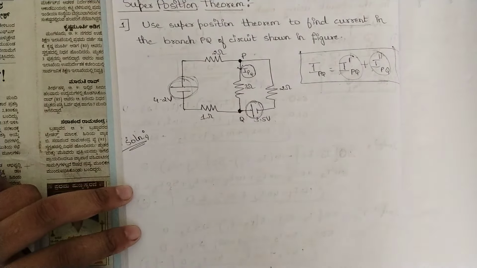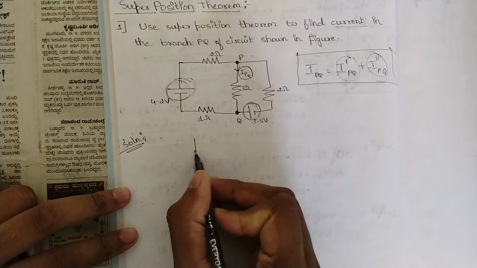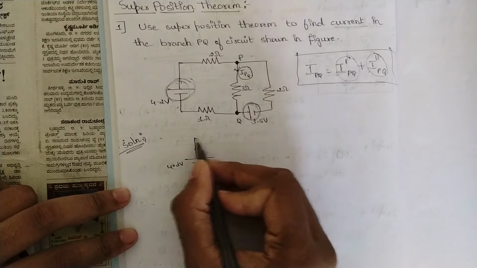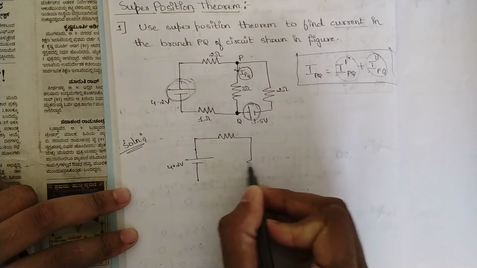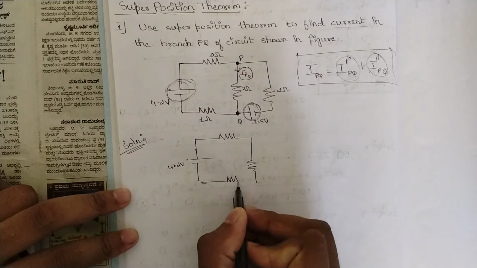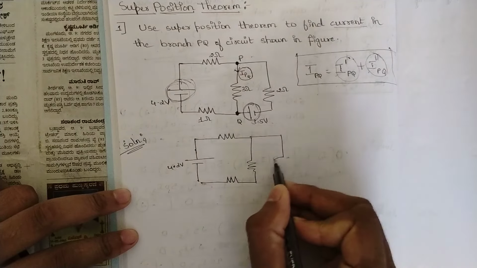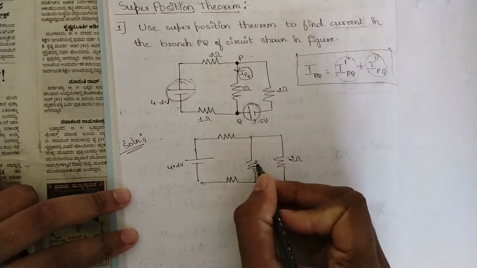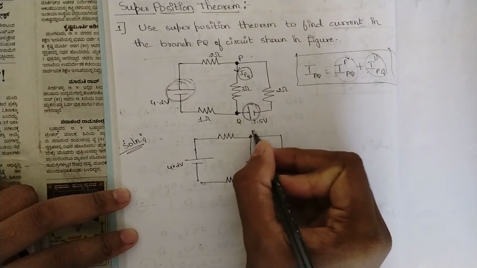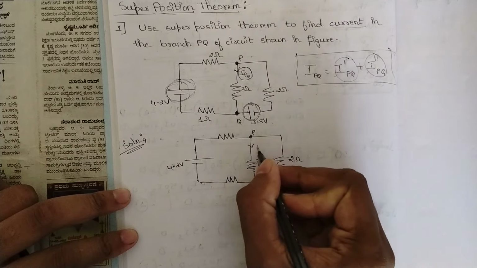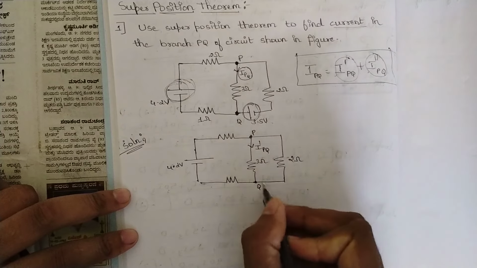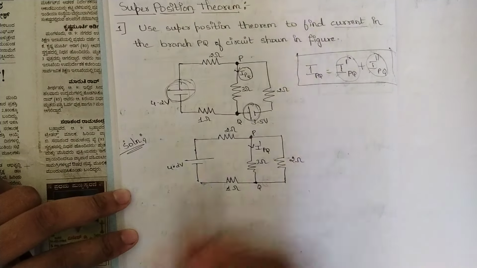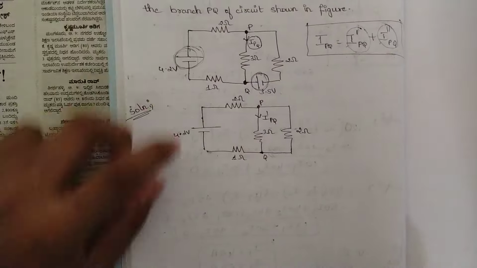Now let's write the simplified circuit by considering only one voltage source at a time, that is 4.2 volt. The rest of the things keep as they are: this 2 ohm resistance, this 3 ohm resistance, 1 ohm resistance, and this 2 ohm resistance, and we make a short circuit here. 2 ohm, 3 ohm, PQ, this is I dash of PQ. Since we have removed this voltage source here, 2 ohm, 4.2 volt, 1 ohm. So this is the first part circuit considering only one voltage source at a time.